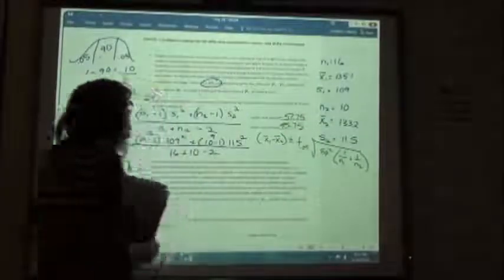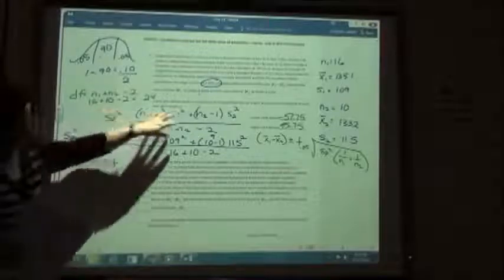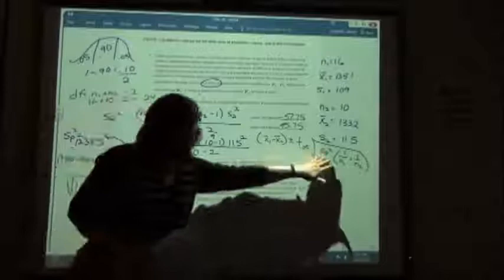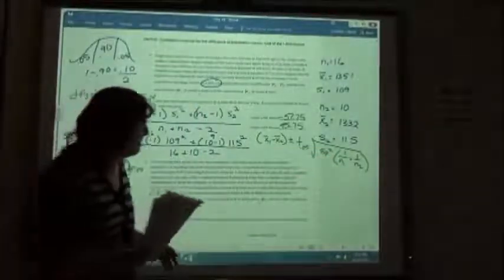All right, so this is kind of a long one because we have to calculate this sp squared in order to put into our confidence interval formula.